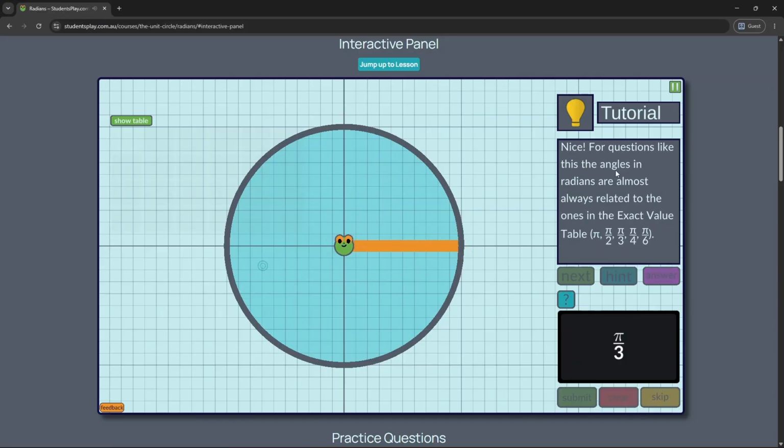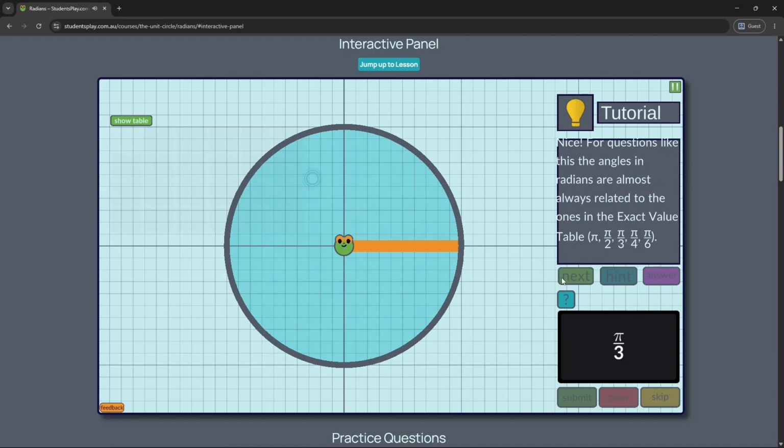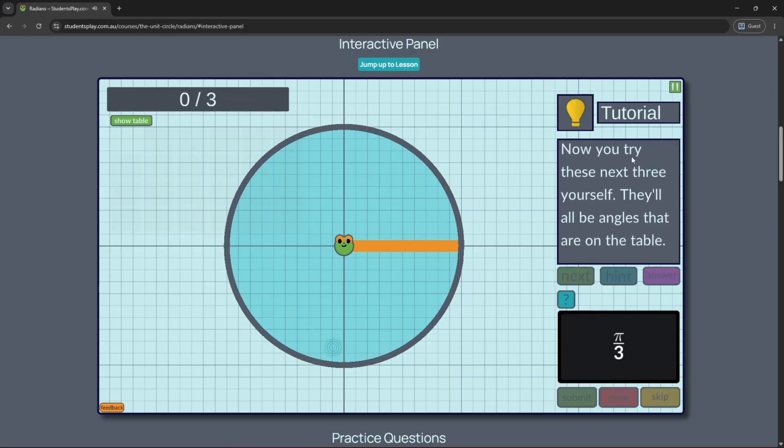For questions like this, the angles in radians are almost always related to the ones in the exact value table. So pi on 2, pi on 3, pi on 4, pi on 6, all of these guys. I say related because it might be something like 7 pi on 3, which isn't on the table, but pi on 3 is, and you can use that to solve it. The main point is that it's rare to see something like pi on 29. We should start with the angles on the table before resorting to weirder numbers. Now, you try these next 3 yourself. They'll all be angles that are on the table.